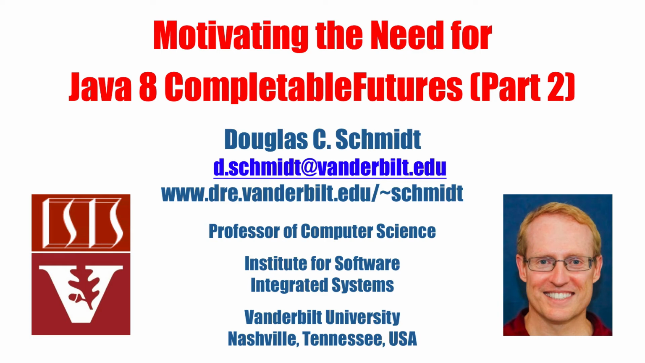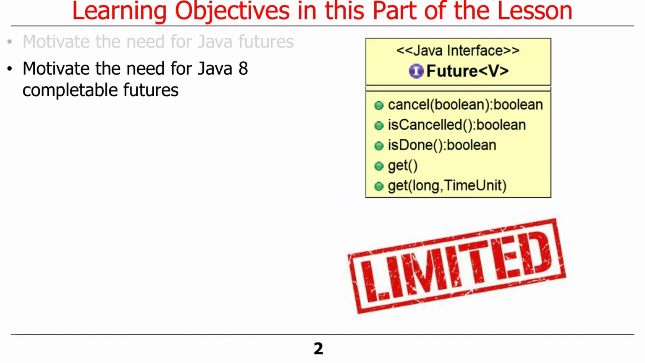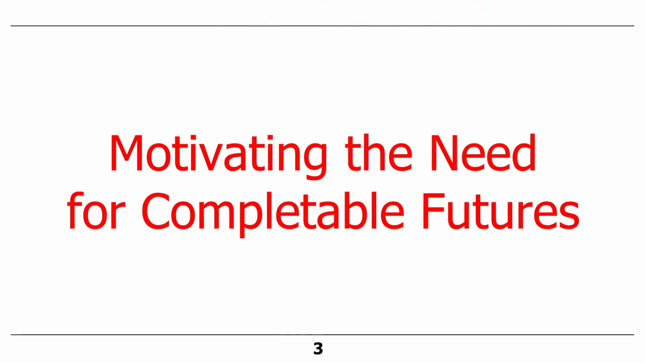All right, so now that we know a little bit about the classic form of Java futures, we'll talk a bit more about completable futures, and we'll motivate why we need to have completable futures, right? So first I was motivating why we needed futures at all, and the main reason was to avoid synchronous blocking. That was the issue to be resolved. And now we're going to talk about completable futures and what they're going to add to the mix.